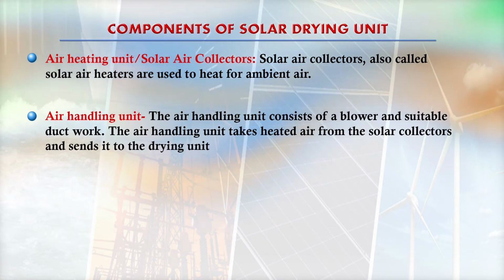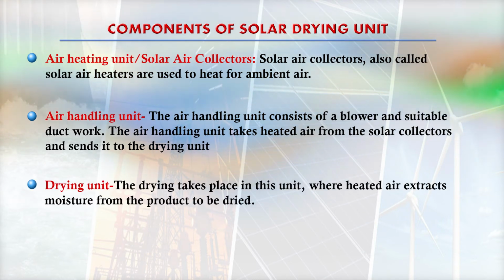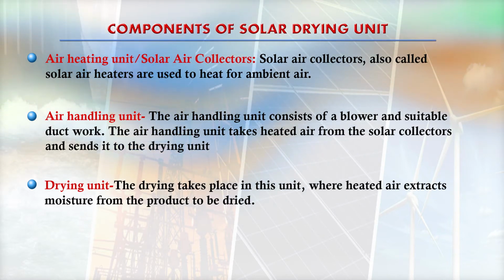The second component is the air handling unit. The air handling unit consists of a blower if it is a forced mode dryer and suitable ductwork. The air handling unit takes heated air from the solar air collector and sends it to the drying unit, and more air is required to transfer heat to the products to evaporate the moisture present. Then it is needed to transport vapor from the drying unit. The third component is the drying unit. The drying takes place in this unit, where heated air extracts moisture from the product to be dried.